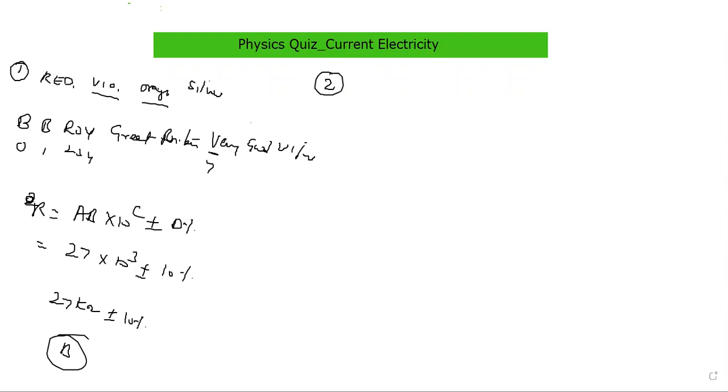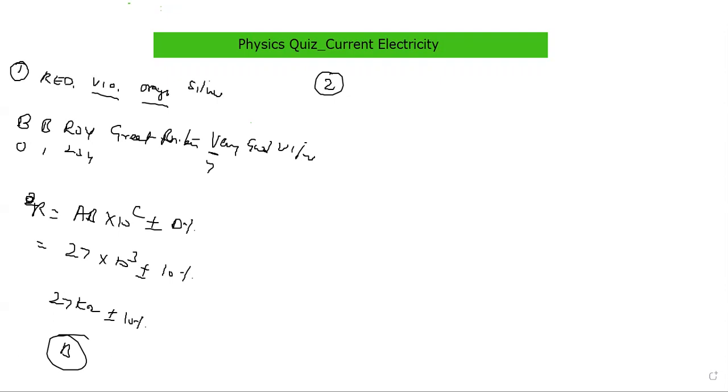Second question is about a potentiometer. Here they said an ideal battery of 4 volt and a resistance are connected in series in the primary circuit of a potentiometer of length 1 meter and resistance 5 ohm. Find the value of resistance to give a potential difference of 5 millivolt across 10 centimeter of the wire. So here the potential drop and the balancing length are given.